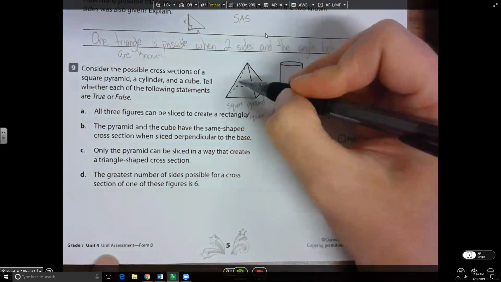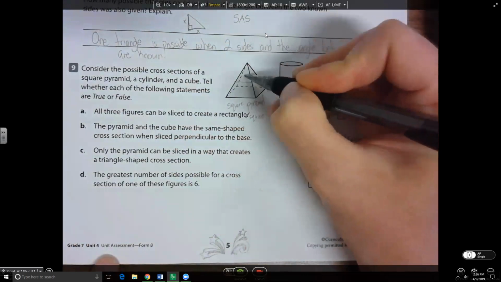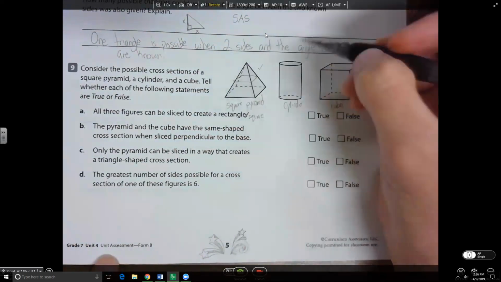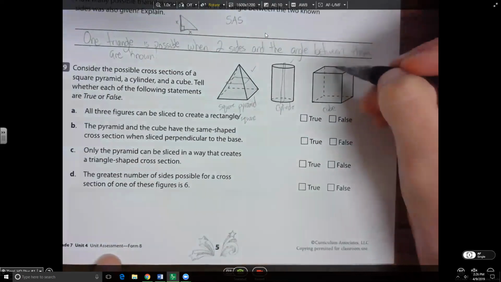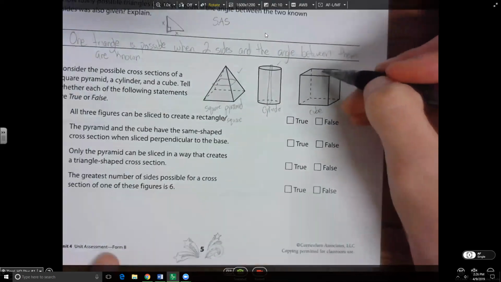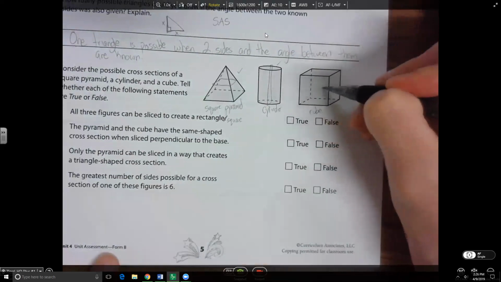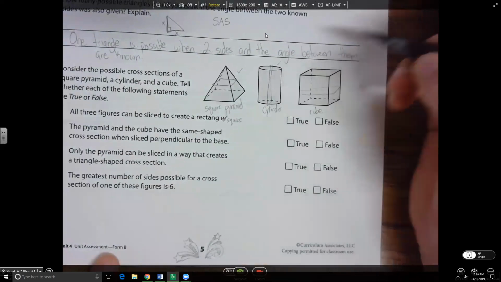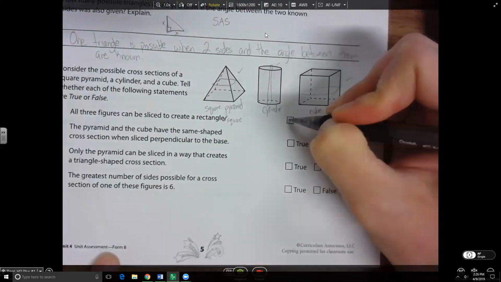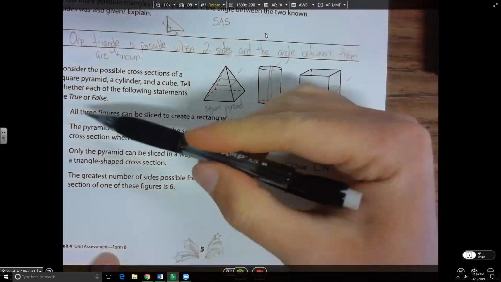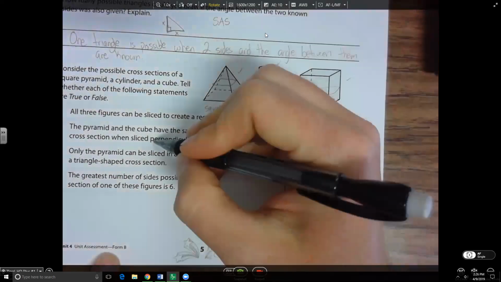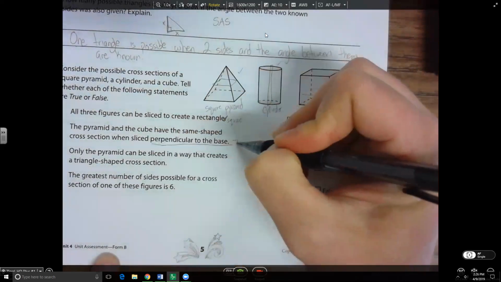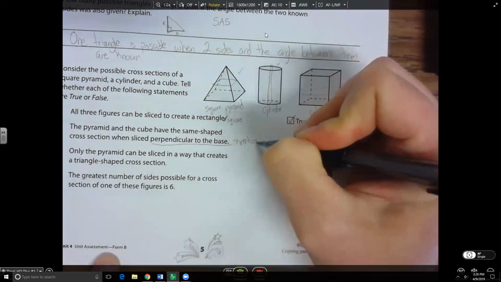If I cut this square pyramid horizontally, then I get a square, so that one works. If I cut the cylinder vertically, then I get a rectangle, so that one works. If I cut a cube in any direction, horizontally or vertically, I'm going to get a square, so that one works also. So that one is true. For B, the pyramid and the cube have the same shape cross section when sliced perpendicular to the base. Perpendicular to the base means I'm going to slice it vertically, up and down.